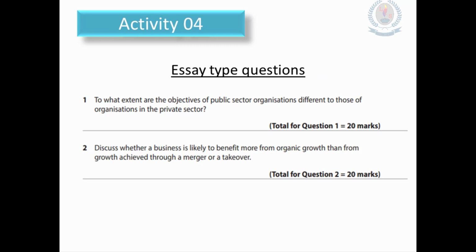Activity 4 is going to be essay type questions. In the exam, Section C, you have to write 2 essay type questions. So, in the next slide we will discuss how to write proper essay type answers.